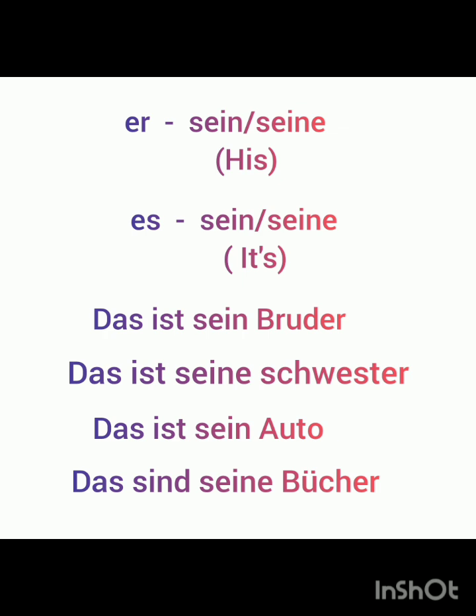Next one is das ist sein Auto, which means that is his car. Auto is neuter, so we use sein. Next is das sind seine Bücher, which means these are his books. Bücher is plural, so here we use seine.